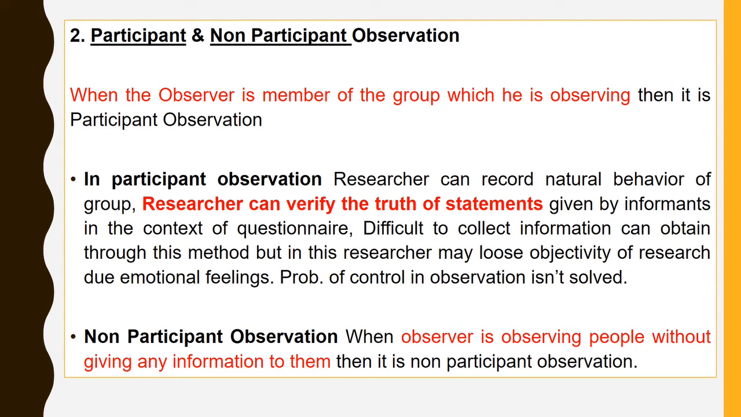That is called participant observation. So the observer will be a participant in these cases. Then another case is called non-participant observation. In these cases, the observer is observing people without giving any information to them. The observer will be there, but does not give any hint that they are observing. That is called non-participant observation. That is case 2.